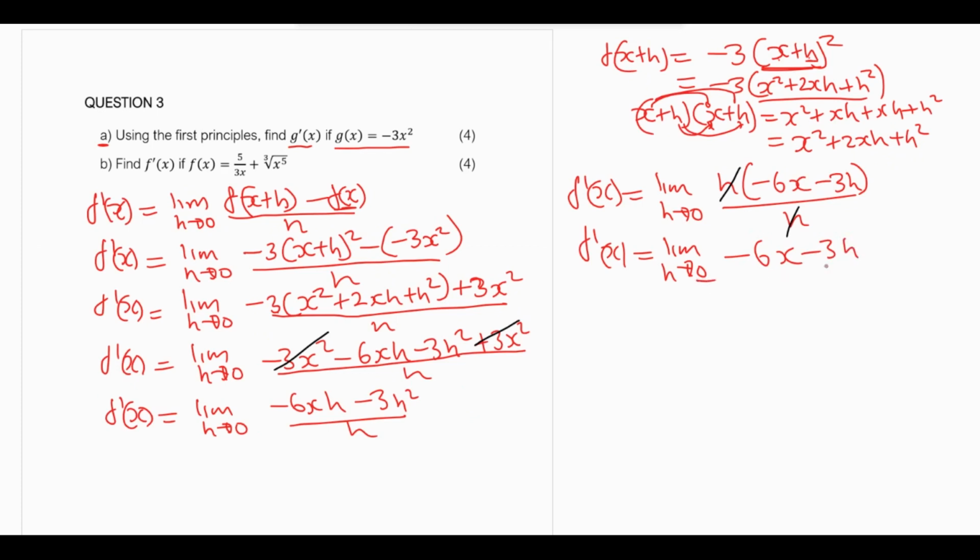Then we substitute where there's h, we put 0, so the lim sign disappears, becomes negative 6x minus 3 times 0. So the derivative of g of x from first principles is negative 6x.